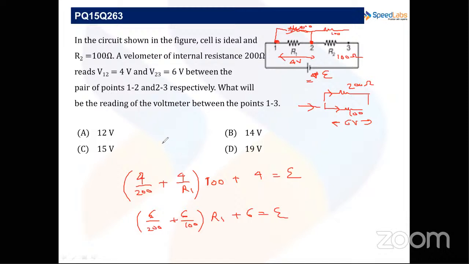The first equation is basically I R2 plus 4 is equal to E. The second equation is I R1 plus 6 is equal to E. These are both the equations. Any confusion? Anyone?